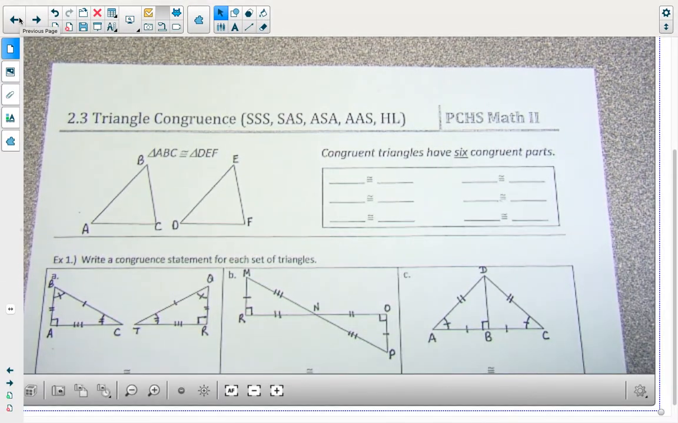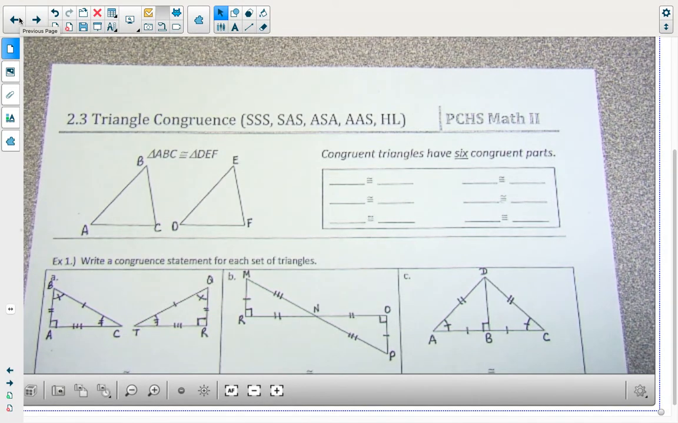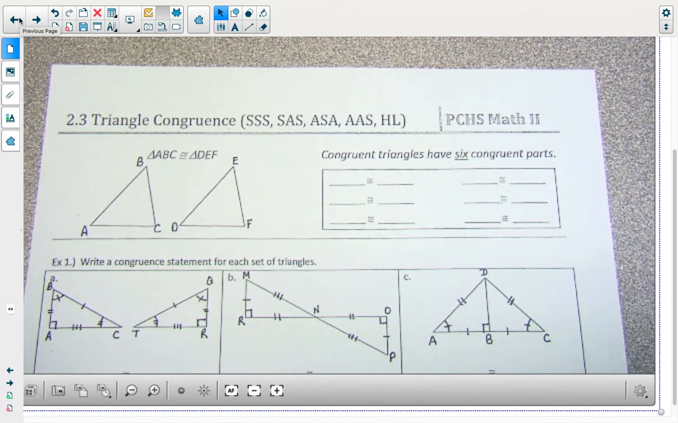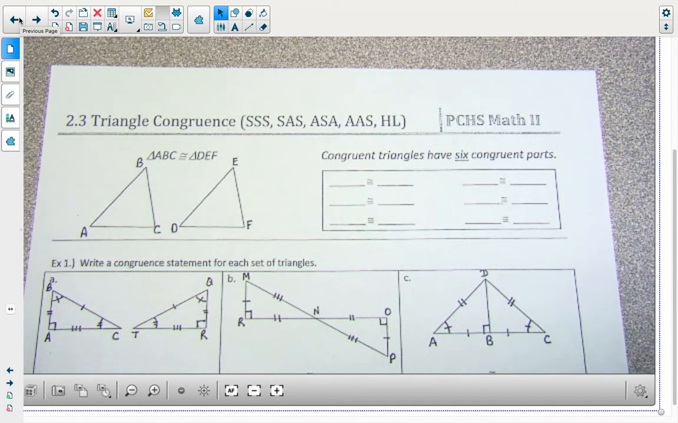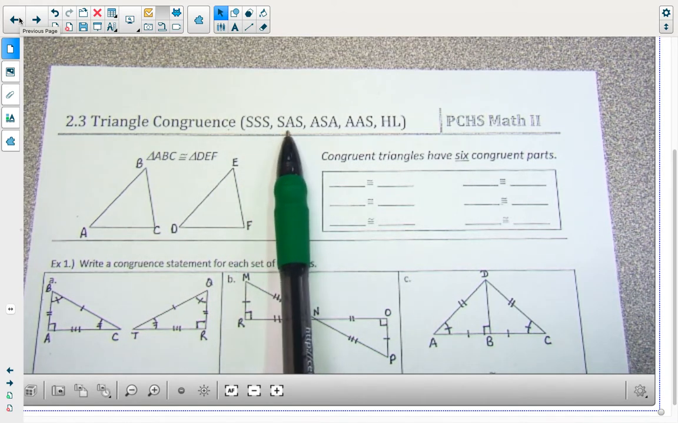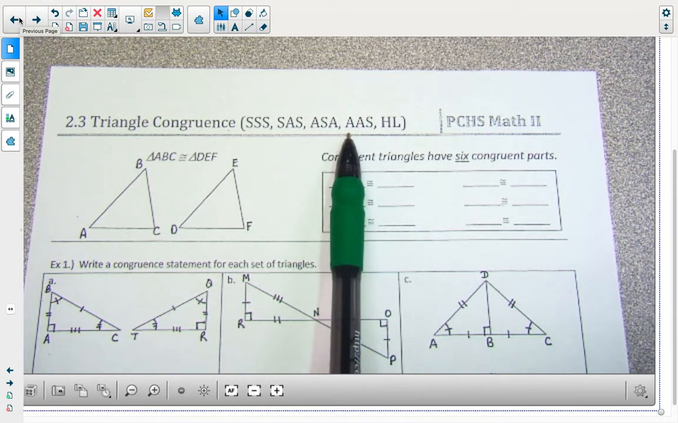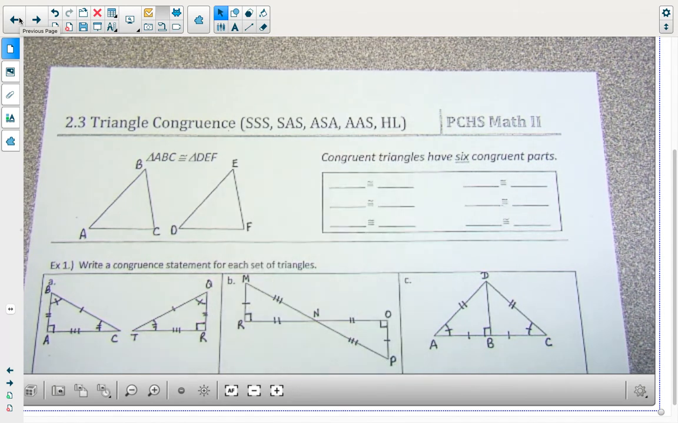For the next couple of days, we are going to be taking some time to take a look at the 5 triangle congruency theorems. They're listed at the top of my paper here. So we'll do a little bit today, and then we'll do a little bit tomorrow. So here we go, section 2.3, triangle congruency. So this is side, side, side, side, angle, side, angle, side, angle, angle, angle, side, and hypotenuse, leg. And later on up here, I will rewrite that and say it out loud for you again.